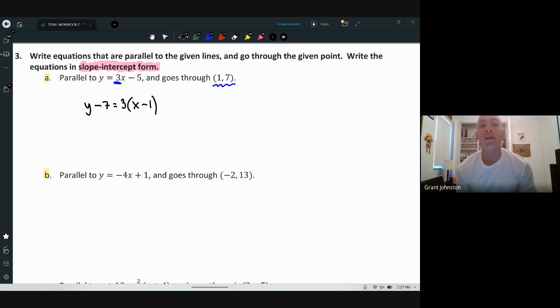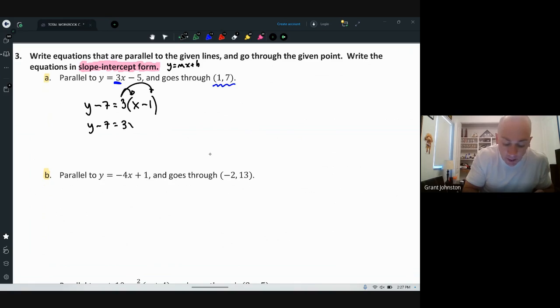So now I'm going to write it in slope intercept form because the question wants it in slope intercept form. So I'm going to distribute my 3. And remember, slope intercept form is that y equals mx plus b. So I'm going to distribute the 3. So I have y minus 7 equals 3x. 3 times negative 1 is negative 3. And then I'm going to add the 7 over. Remember, we're trying to isolate y. Negative 3 plus 7 is 4. There we go.